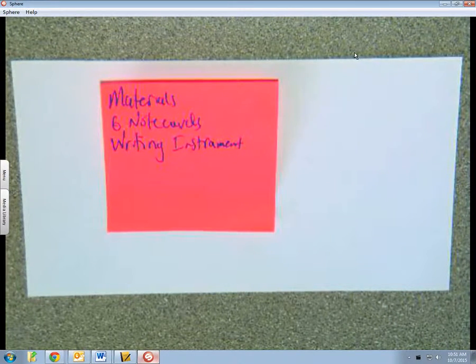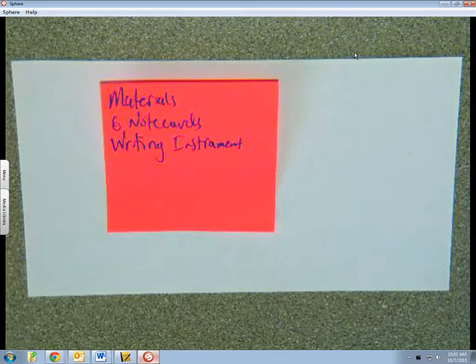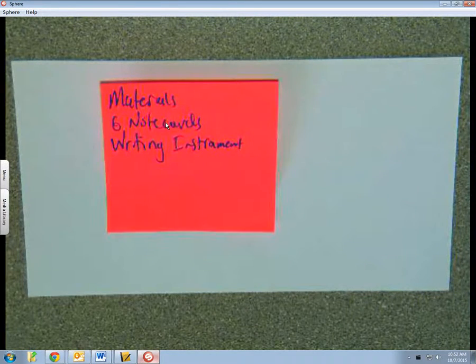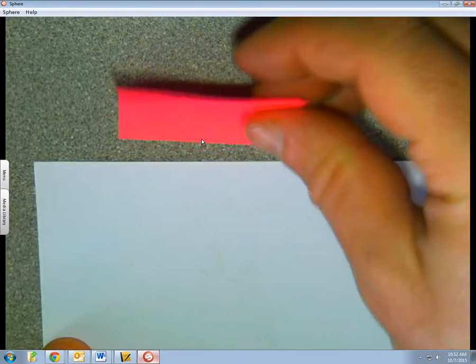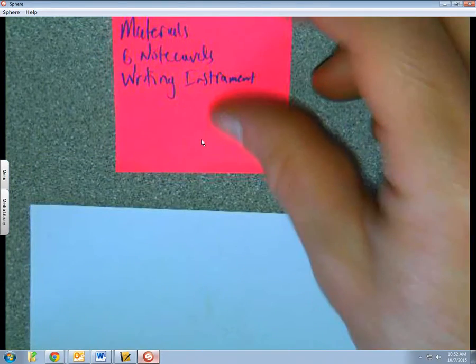Okay, good day. Materials today are 6 note cards and a writing instrument. So let's throw that up here and we'll start with the first definition.